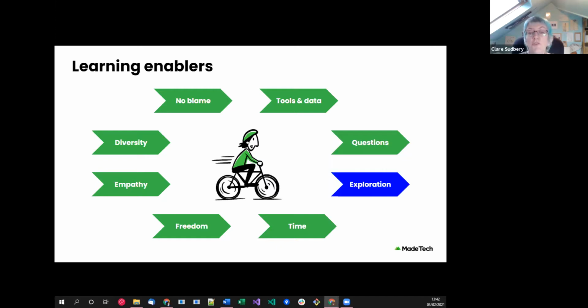So a learning culture is also one where people are encouraged to explore. We can learn by exploring. A lot of people prefer to learn by exploring, tinkering, playing around, having a go. What happens if I do this? What if I push this? So encouraging exploration is really important.